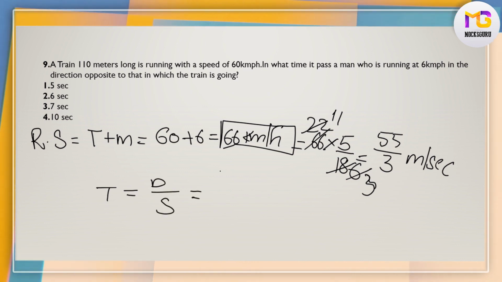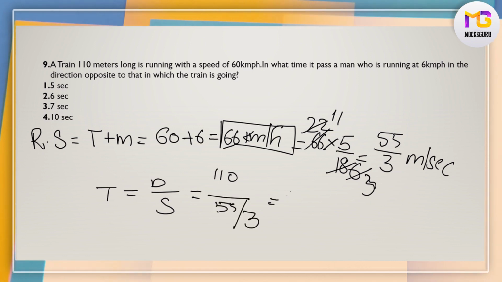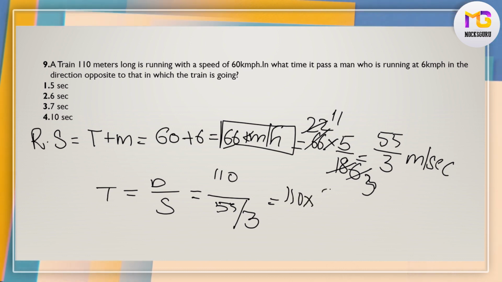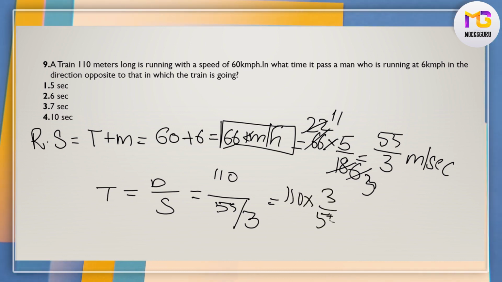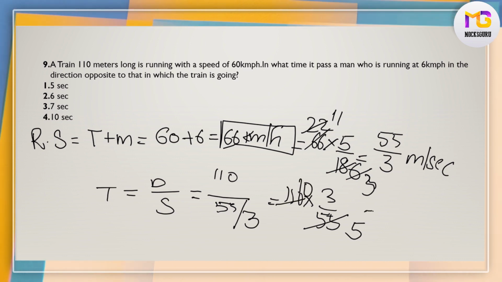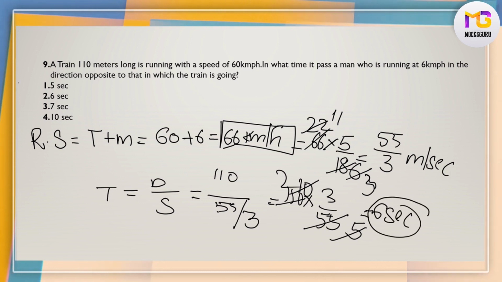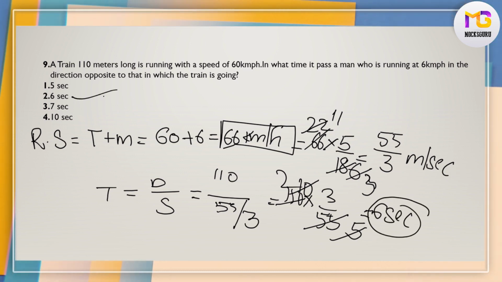So distance is 110 meters. Then the speed is 55 by 3 meters per second. So 110 into 3 by 55. So 11 5s are 55, 11 10s are 110. So 5 2s. So 6 seconds is the answer. So the answer is 6 seconds.